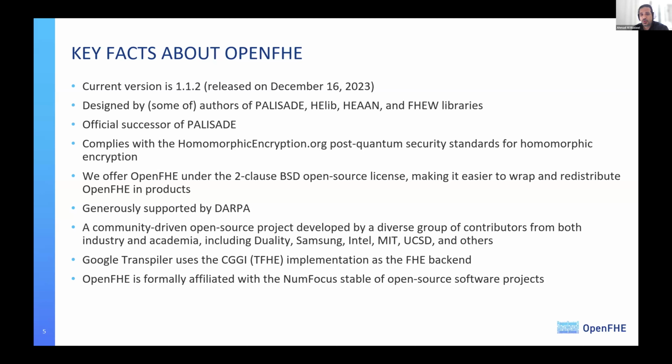OpenFHE is offered under the 2-clause BSD open source license, making it easier to wrap and redistribute OpenFHE in products. It's supported generously by DARPA. Also, it's a community-driven open source project. Currently, Google Transpiler, which is a tool to convert high-level programs written in C++ to FHE compliant or friendly programs, uses the TFHE implementation in OpenFHE, and also OpenFHE is affiliated with NumFOCUS, a stable of open source projects.